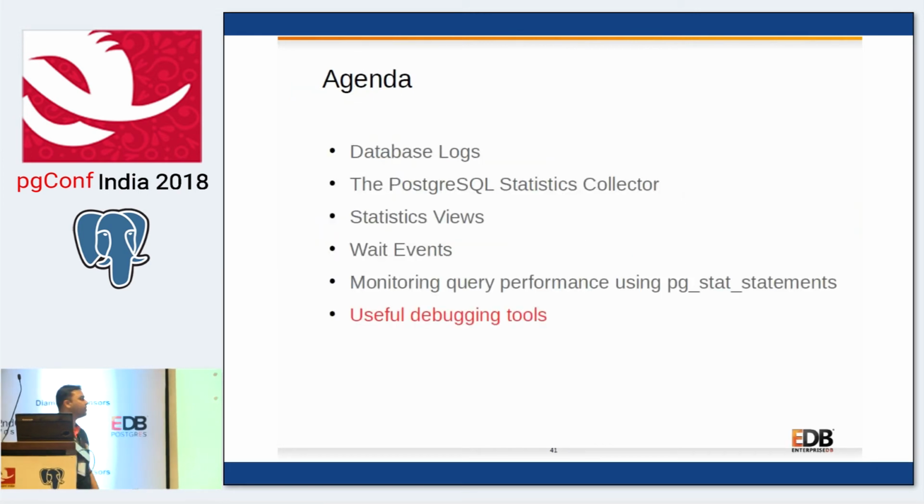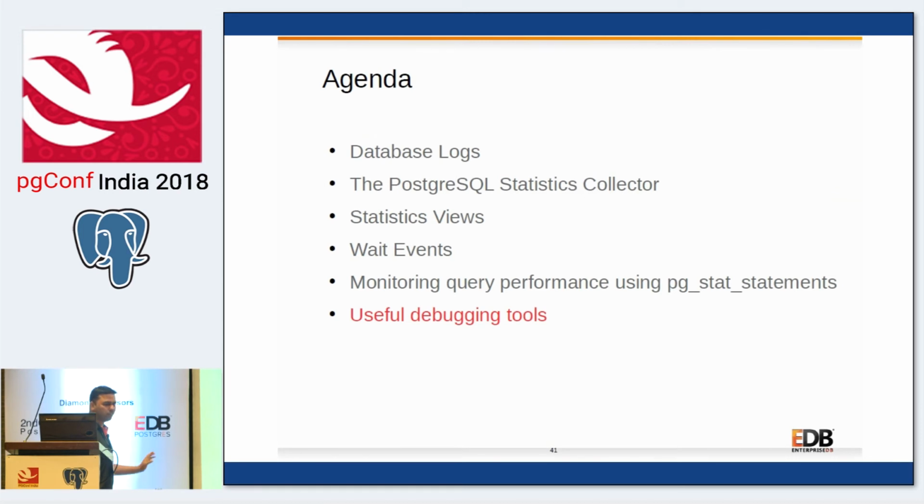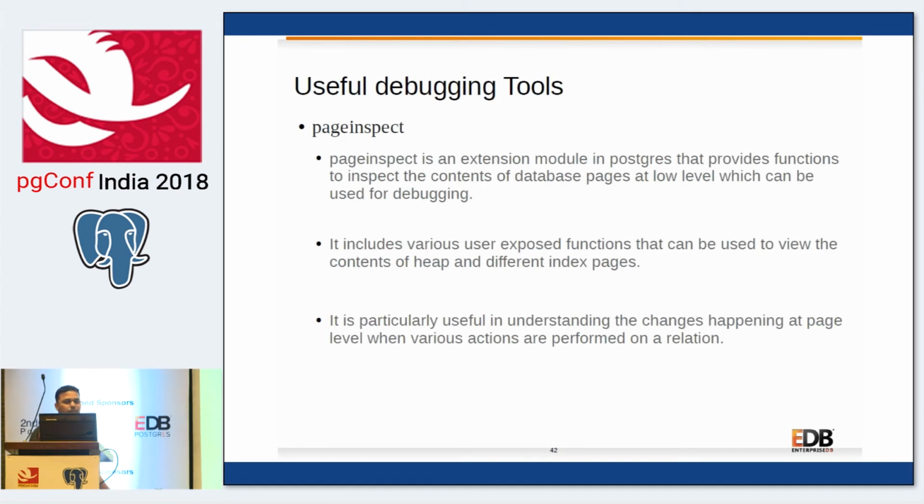Okay, so this is the last topic of this talk. It's basically on some of the debugging tools in Postgres, and it's very useful if someone wants to debug things at a page level. So you can use these tools. Here I'll be discussing a couple of tools like pageinspect and pgstattuple.